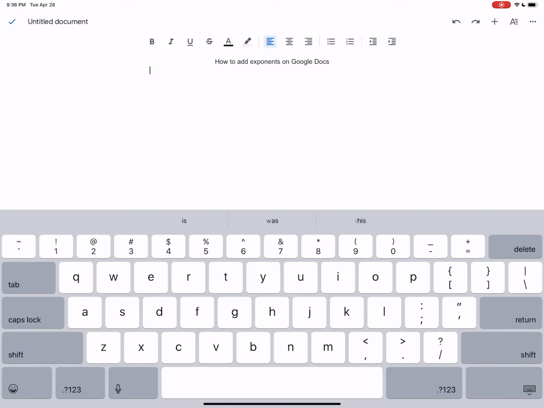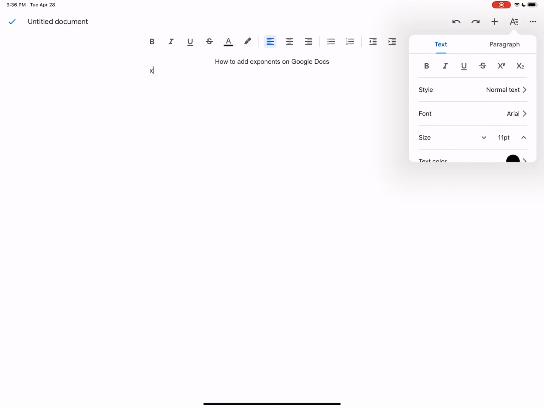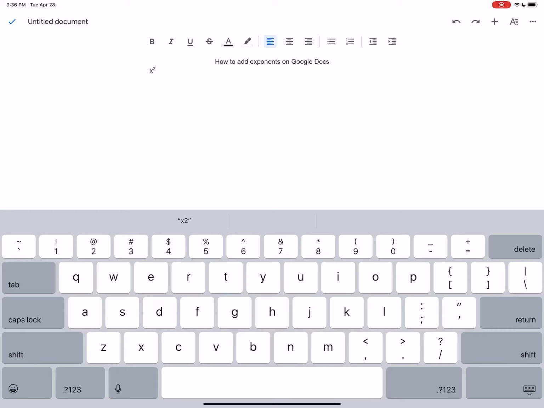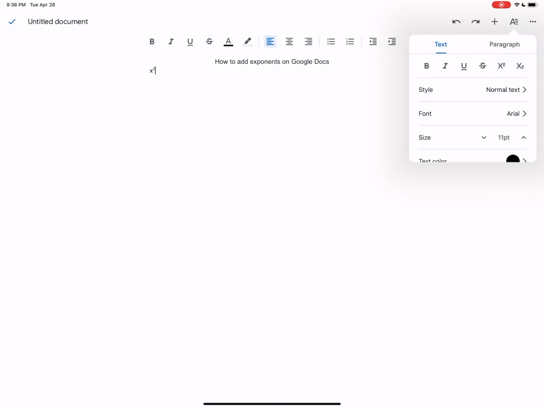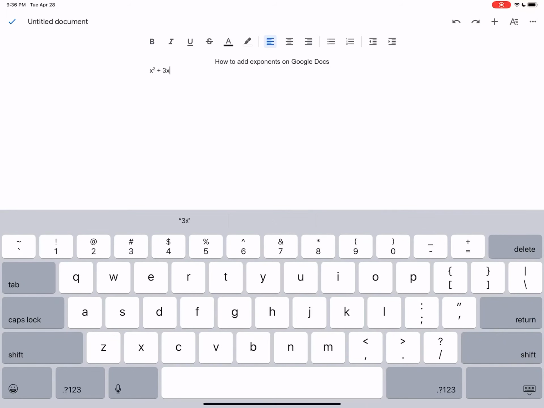So say I want to write x squared. I type out my x. I go to this A at the top. Then I press this little thing that looks like an x squared. I press it, and then I add my 2. And then I go back, take it off, and then I proceed to add my equation.